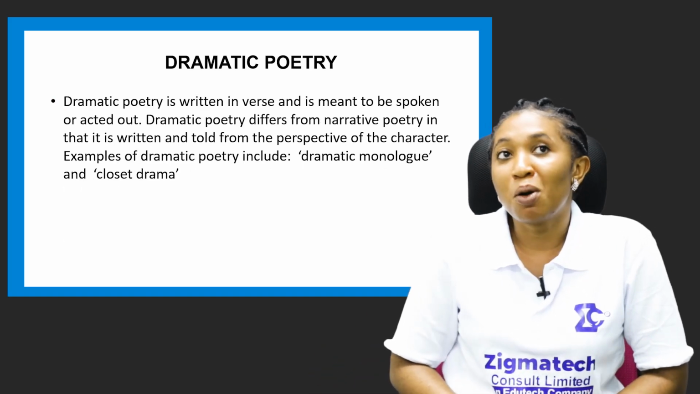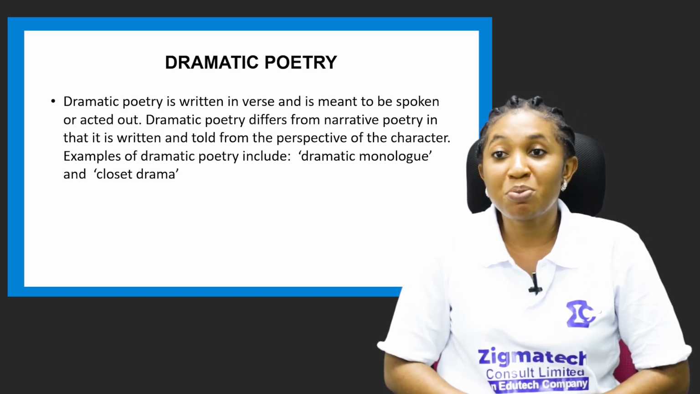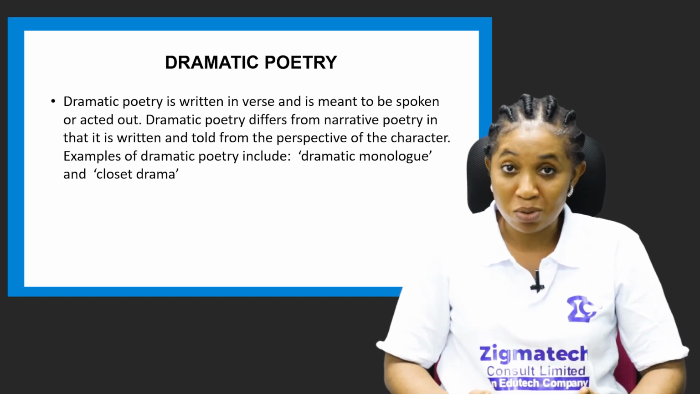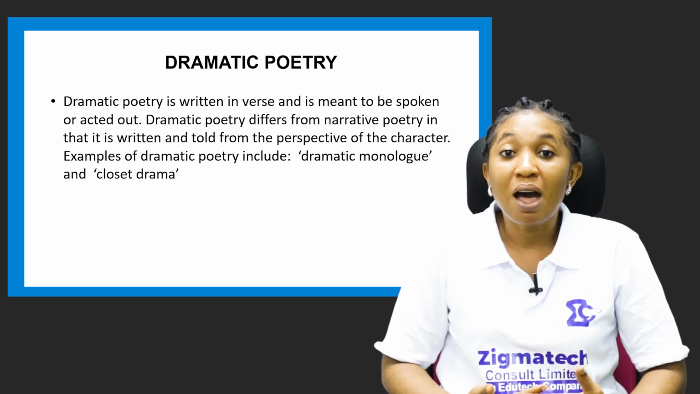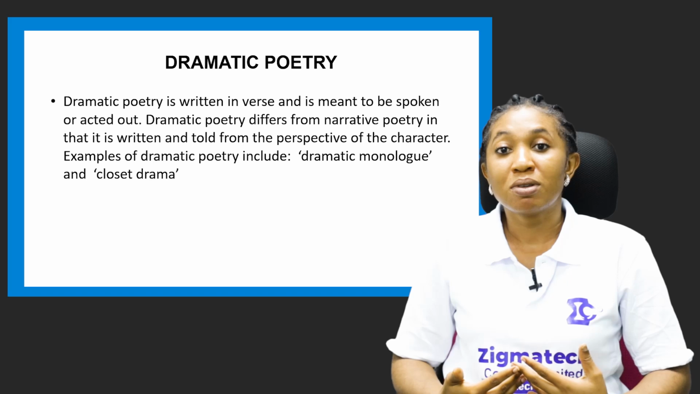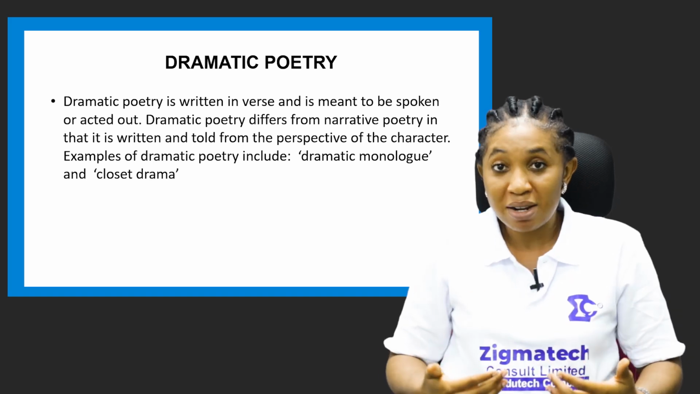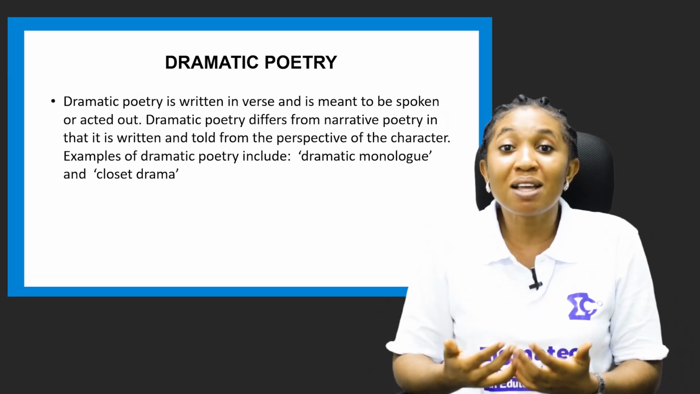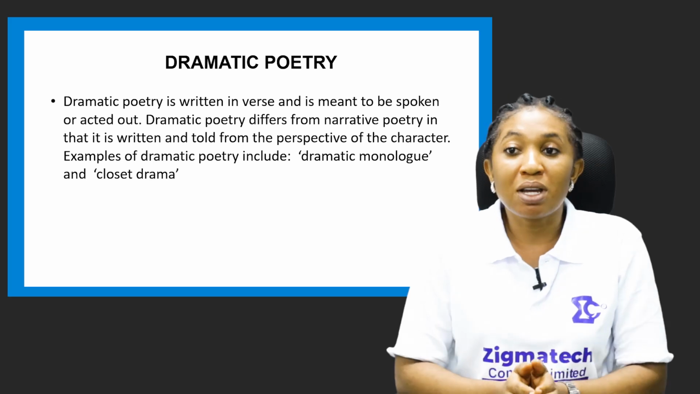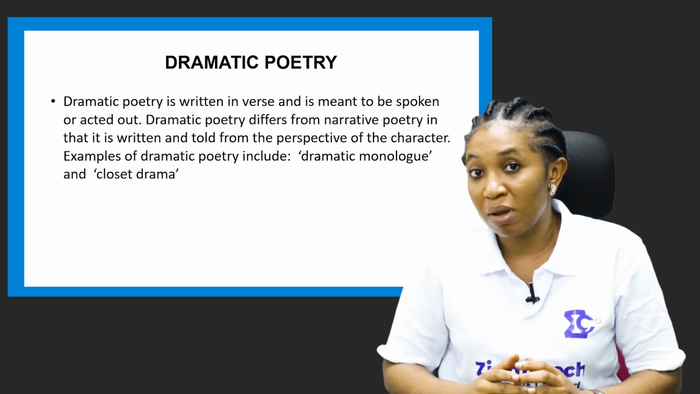Then we have the one that we call dramatic poetry. It is called dramatic poetry because it is meant to be spoken or acted out. How do you mean? Dramatic poetry is meant to not just be read. So in this case, we have a character acting out the lines of a poem. So dramatic poetry can come in the form of dramatic monologue or what we call closet drama.